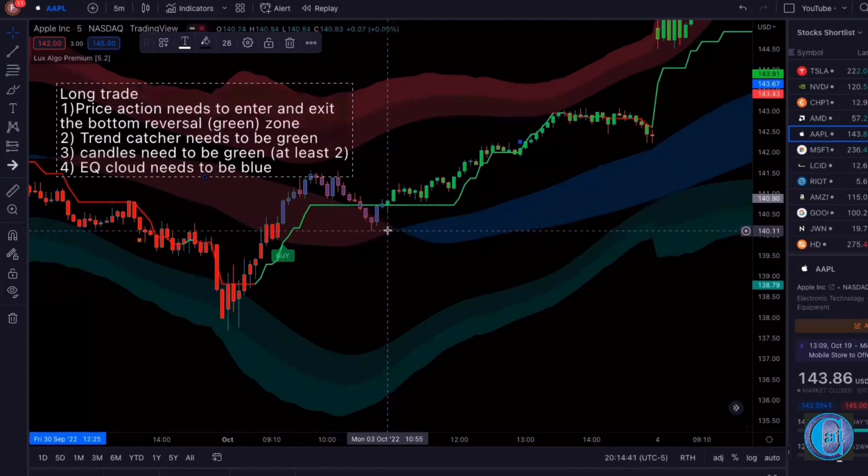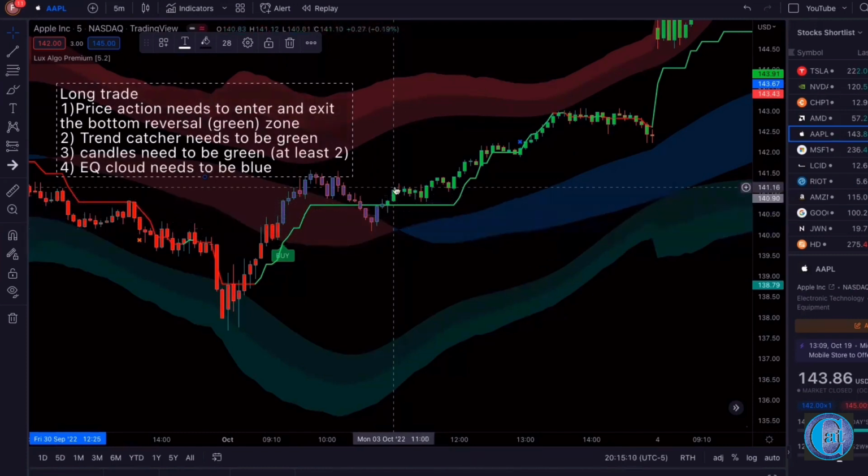It's not blue yet. And by the way, the premium version of LuxAlgo does not repaint. So yeah, if you're going to comment something else on the videos, the premium version of LuxAlgo does not repaint. You can test it out yourself. All right, so that's red, turns blue right here. This is the candle that we get in on. So there are at least 2 green candles, the EQ cloud turns blue. This has already bounced back and it has not gone back into the other reversal zone yet.